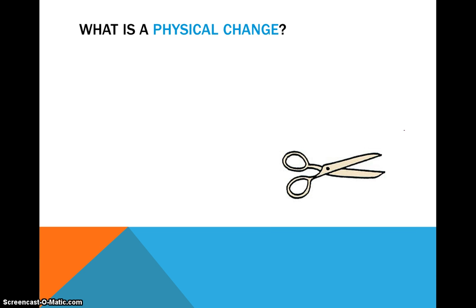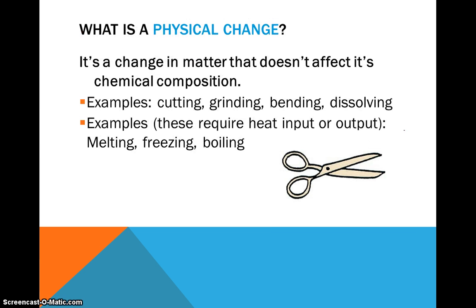A physical change then is going to be something that alters one of those physical properties. But the big thing in this definition is it's not going to affect the chemical composition. So it's going to remain the same compound, just altered a little bit. So for example, cutting. If I take a piece of magnesium ribbon and I cut it in half, I haven't chemically altered the ribbon. It's still magnesium metal, it's just now in two pieces instead of one.